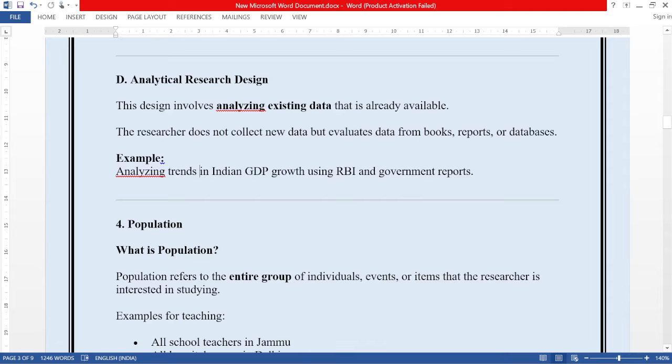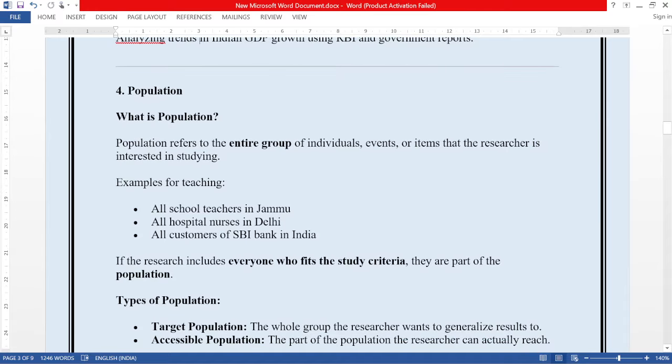So the analytical research design is something which describes the data which already exists, okay, and does not talk about new data or show interest in collecting new data. Okay, now let's talk about the population.